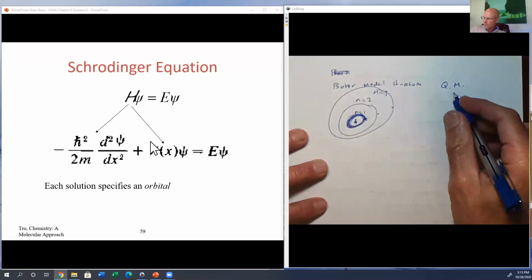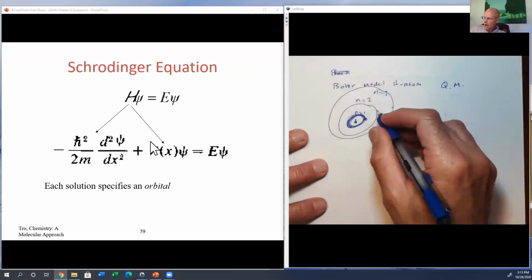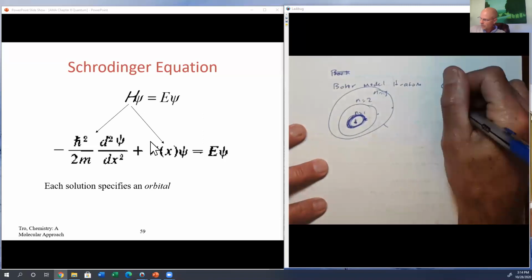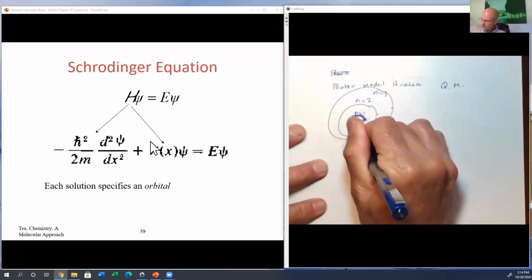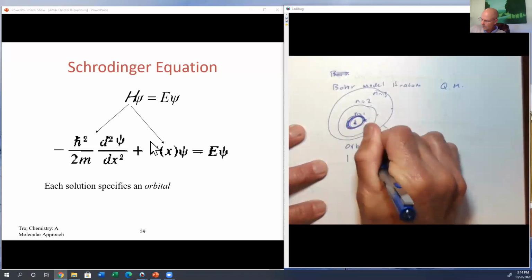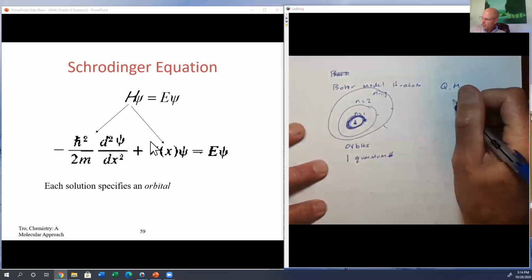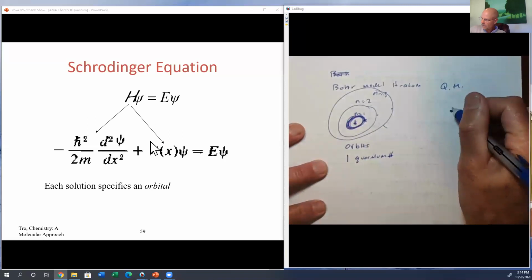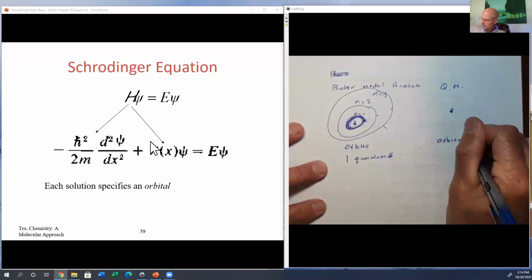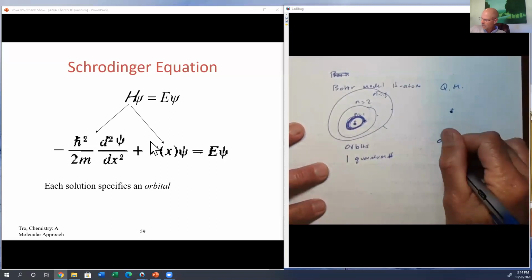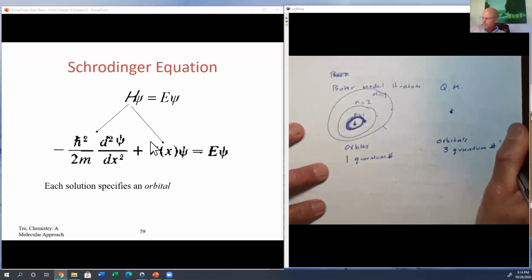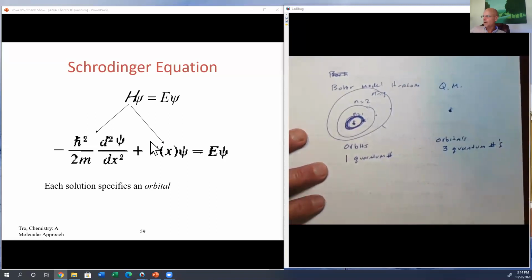In the quantum mechanical model, these orbits are replaced with orbitals. So these are orbits with one quantum number. In the quantum mechanical model, you have the nucleus, but then you have what are called orbitals, and these orbitals have 3 quantum numbers to specify them, not just one.